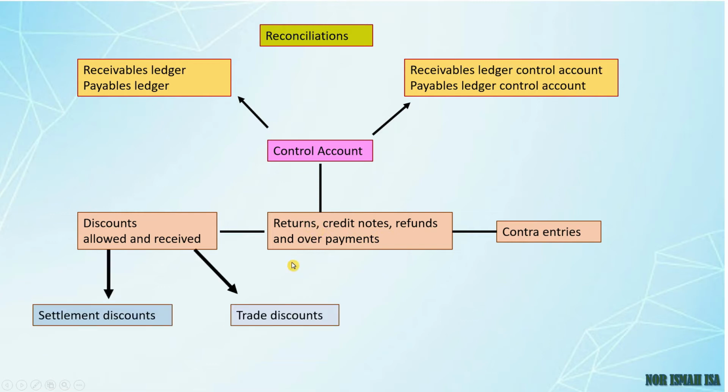As for discount, we have two types of discount that you already learned before, which are settlement discount and trade discount. Apart from this, we also will do a supplier statement reconciliation. This is for the payable part.